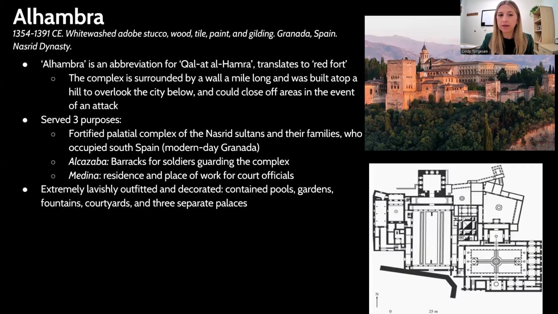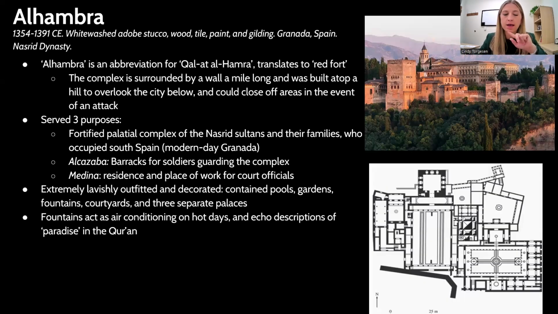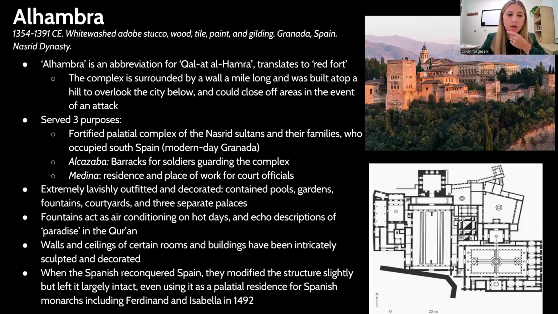It was extremely elaborately and lavishly outfitted, meaning that it has a lot of decor. It's meant to be an impressive site. There are lots of courtyards and fountains and a lot of water. Water has a lot of associations with paradise in Islam, so anytime you have pools and gardens, that's going to have these heavenly connotations. And it's quite hot in Spain, so these are also just functional places that are a little cooler. There are a lot of intricately sculpted areas in the ceilings, and we're going to talk about muqarnas in a minute. I have some other pictures that we'll show.